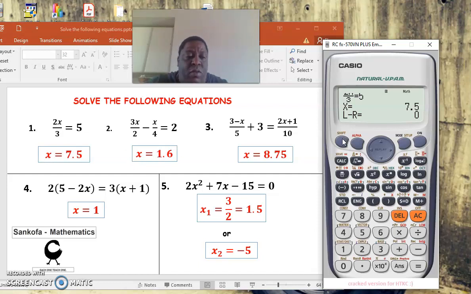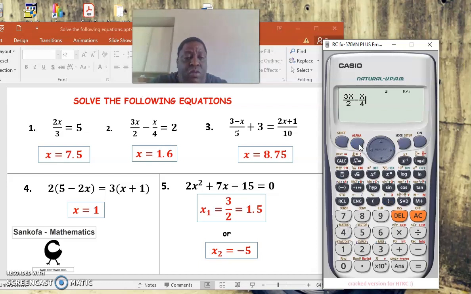As you can see, I already calculated them here. So I'm going to go ahead and clear the whole display to make sure that we don't have any answers in our memory. So I'm going to do the second one. The 3x over 2 minus x over 4 equals to 2. Hit the fraction button. Then you have 3 alpha x over 2. Then you say minus fraction button again, alpha x over 4.